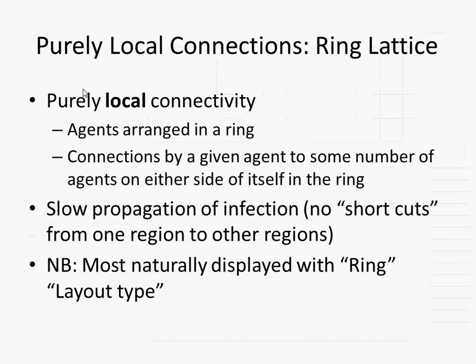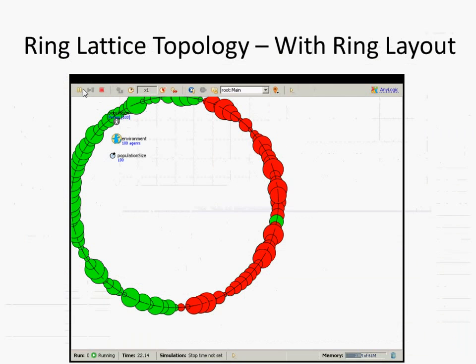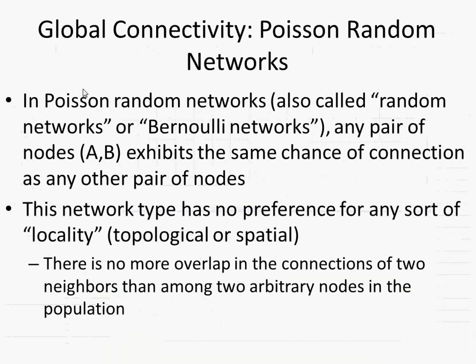Okay. So there's no shortcut, and this ring lattice network type is most naturally displayed with the layout type. I mean, logically it works without laying it out that way. It's just it helps you really understand what's going on in terms of locality of spread if you show the layout type. So this was without the ring layout, and this was with the ring layout. Give an example of using this ring lattice model. I'm sorry? What is the example of ring lattice?